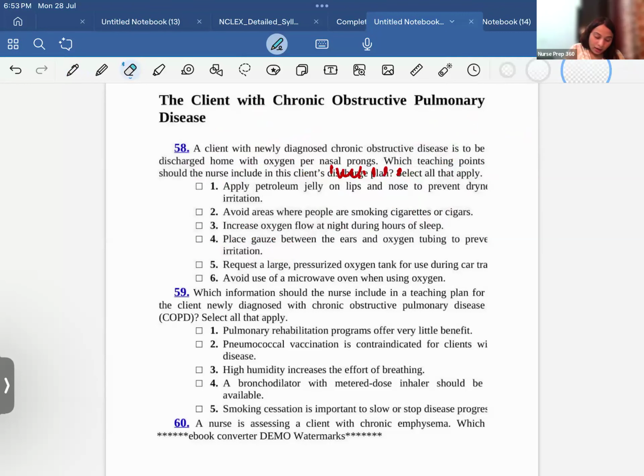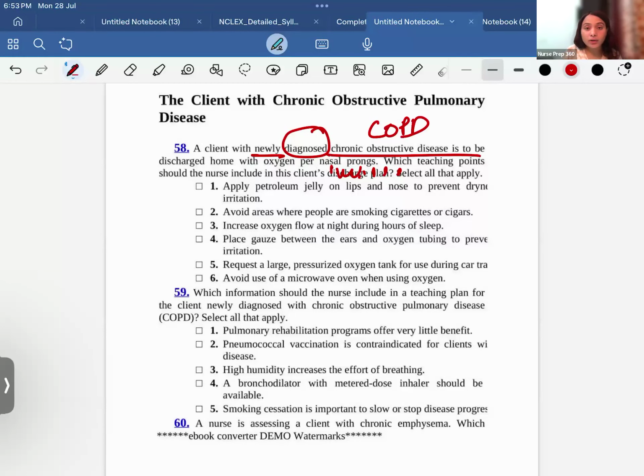I'm saying the client was newly diagnosed. The question itself has given me a very clear thing: my patient is having COPD. Did you understand what I'm saying? It has been very clearly mentioned that the patient is having COPD. The diagnosis is clear. You know what is happening to the patient. Do you know everything about COPD? The patient is discharged home. The patient has been sent back home, on oxygen per nasal prong.